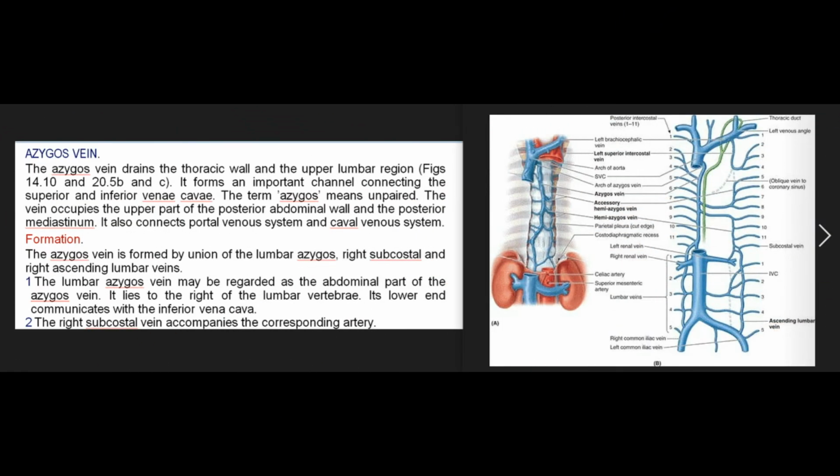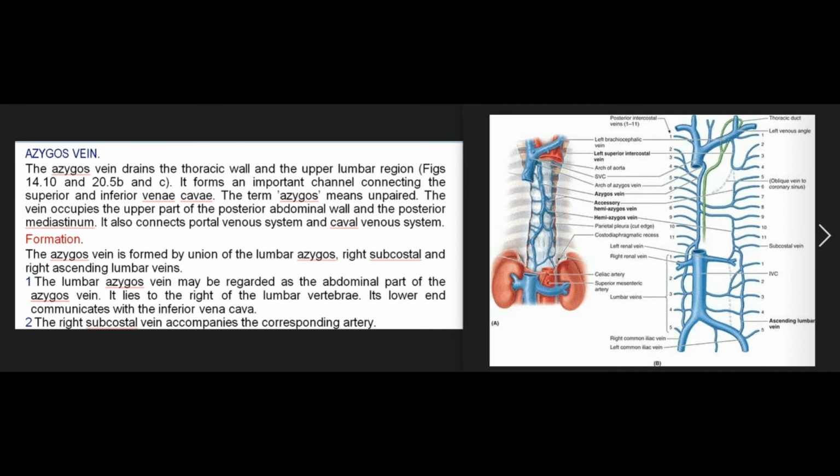Azygos vein. The azygos vein drains the thoracic wall and the upper lumbar region, Figs 14.10 and 20.5b and c. It forms an important channel connecting the superior and inferior venae cavae. The term azygos means unpaired. The vein occupies the upper part of the posterior abdominal wall and the posterior mediastinum. It also connects the portal venous system and the caval venous system.